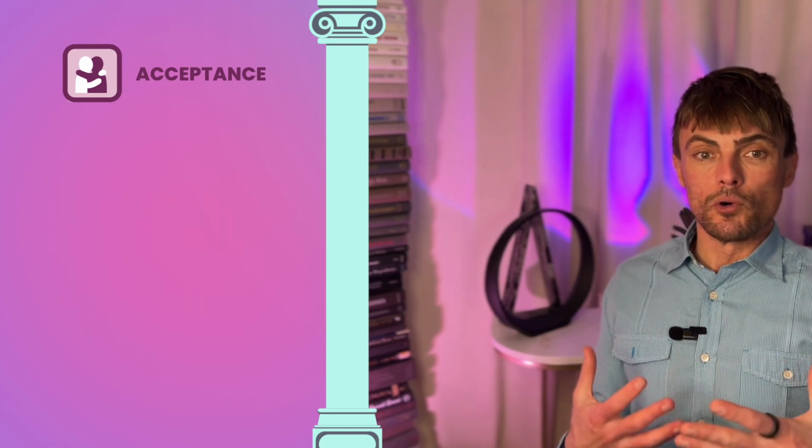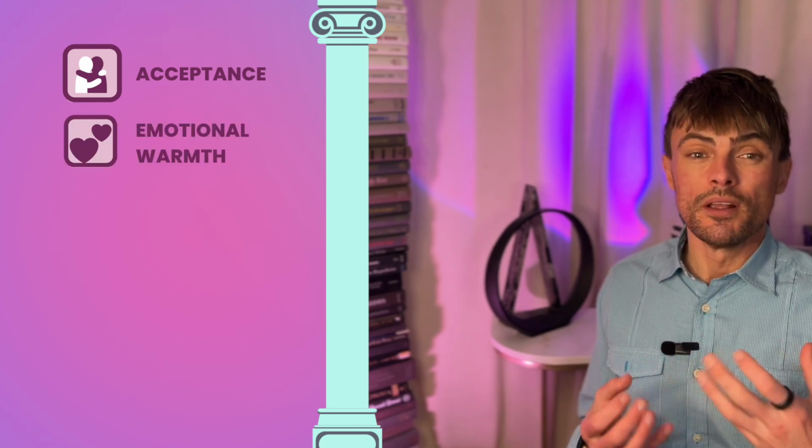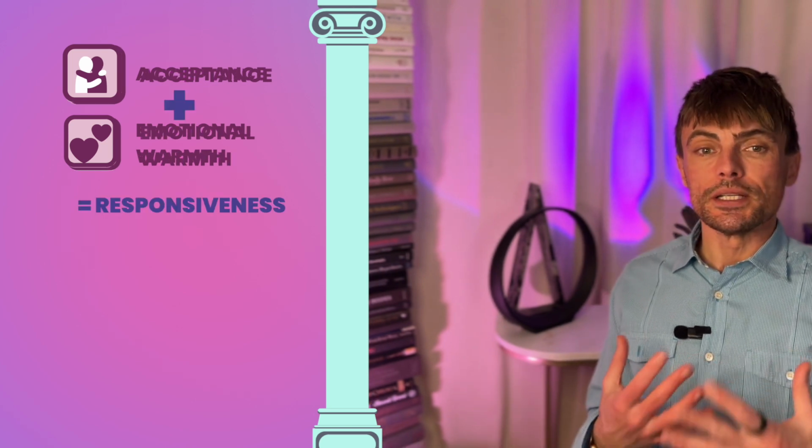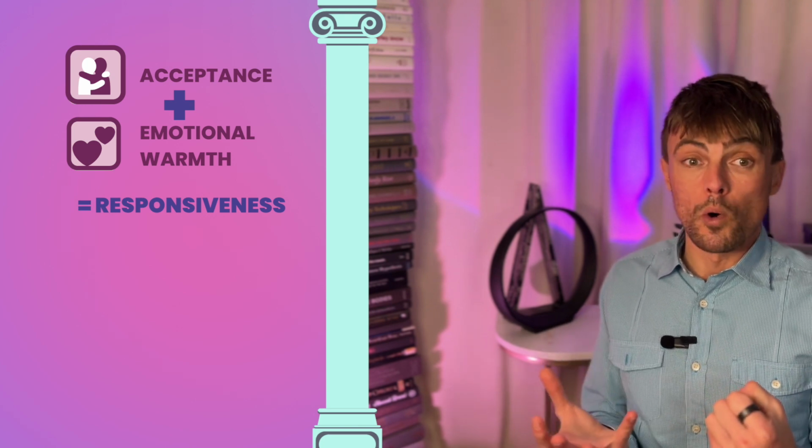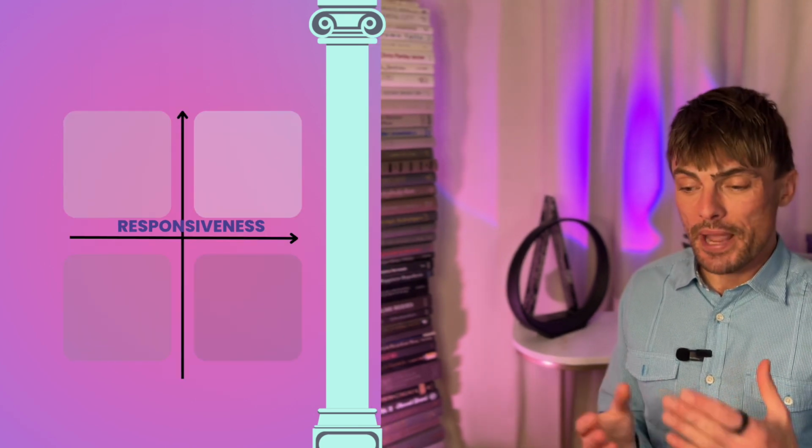Baumrind developed this a bit more, and she believed that accepting, not rejecting, was important, but she wanted to add something else: emotional warmth. It's all the yummy, loving, good feelings that parents give their kids. She called this scale responsiveness and combined acceptance with warmth, and it became the axis of the parent quadrant model we just saw.